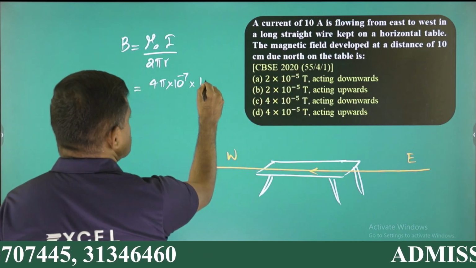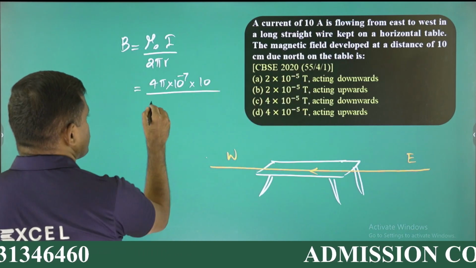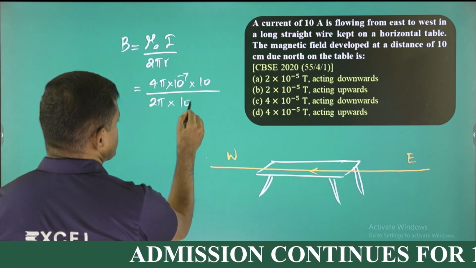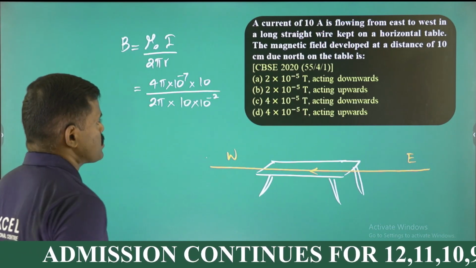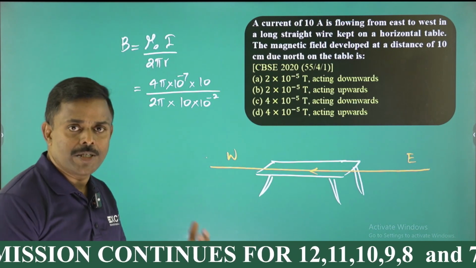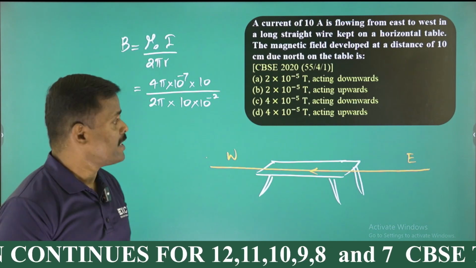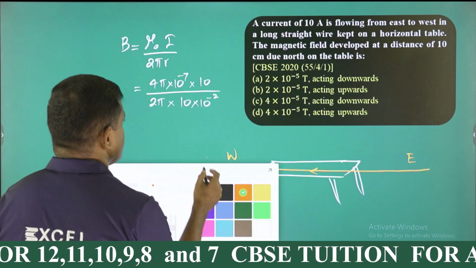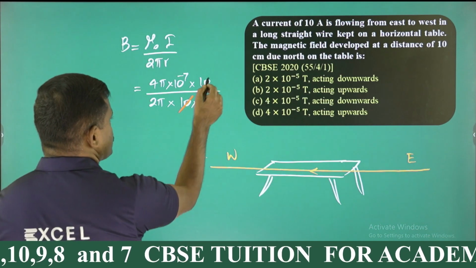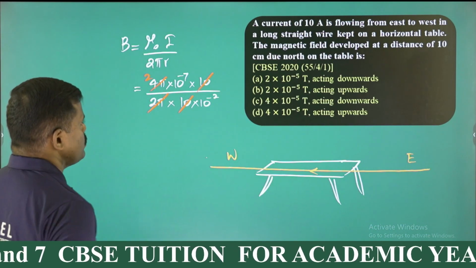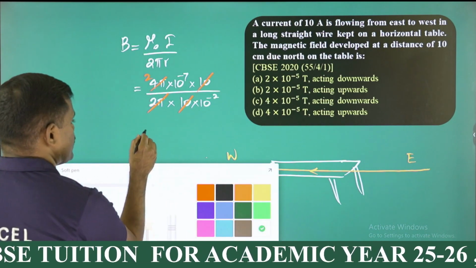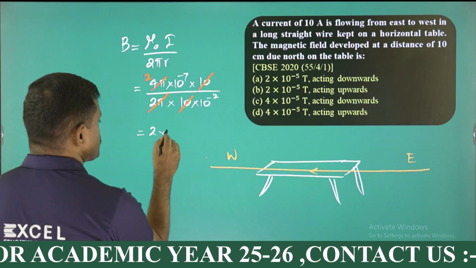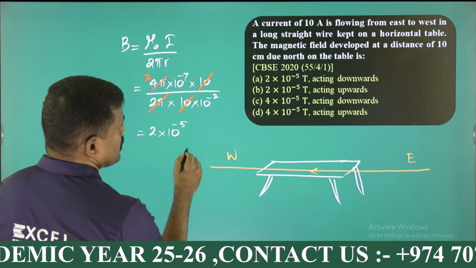The current flowing is 10 amperes divided by 2 pi into r, where r is the distance, 10 centimeters, so 10 into 10 raised to minus 2. Why 10 raised to minus 2? Centimeters is to be converted to meters. Now what? Let's get the common terms cut. This 10 gets cut with the 10. 4 pi and 2 pi cut, you're getting 2. So finally you're getting what? That is equal to 2 into 10 power minus 7 with 10 power minus 2, 10 power minus 5 Tesla.